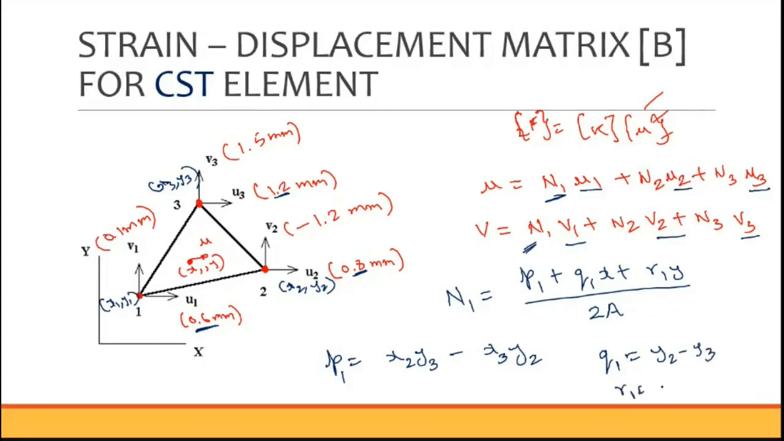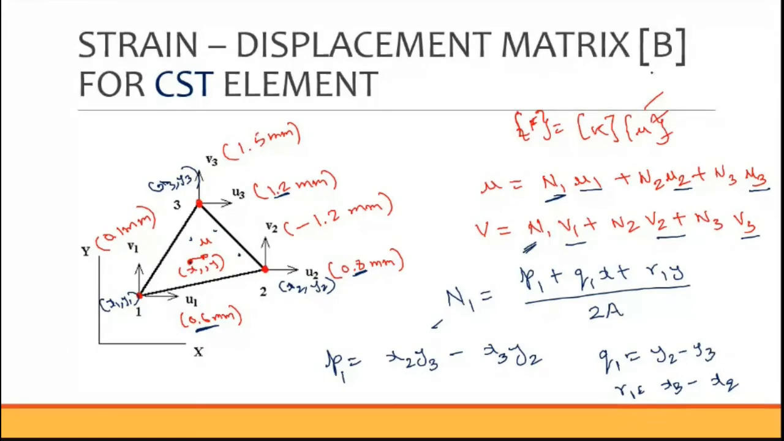And r1 will be equal to x3 minus x2. You have that formula, you can apply that, and you can identify these values of n1, n2, n3, right? These values are used to find out the value in between your triangle, inside your element, right? That is the main purpose of finding out n1, n2, and n3, right? So these are the main benefits of finding these values.